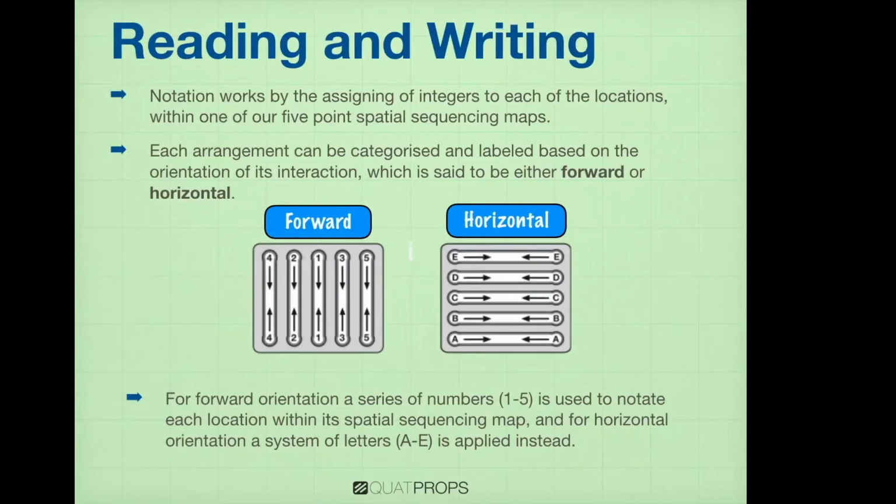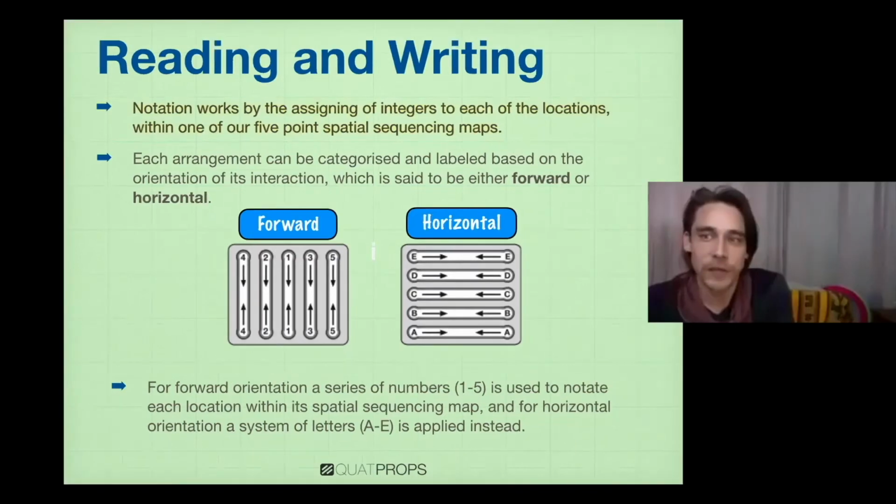So the basic structure is really simple. There's a lot of little rules we have to learn, little tiny things, but it's super simple. It's just complex because it has so many components. So the way that we start to create this notation structure is that we assign integers to each of the points within one of our spatial sequencing maps. If I have more points in my map, I use more numbers or more letters. The reason we use letters and numbers is to help indicate which position we are interacting in.